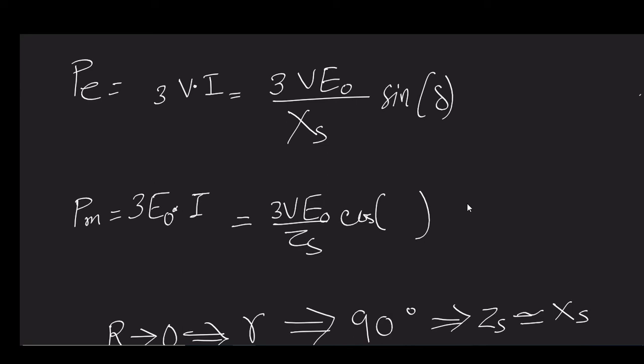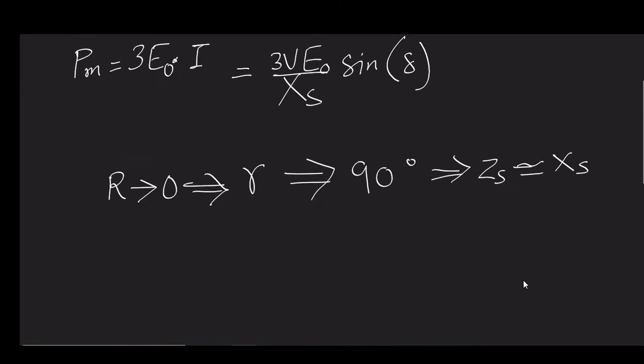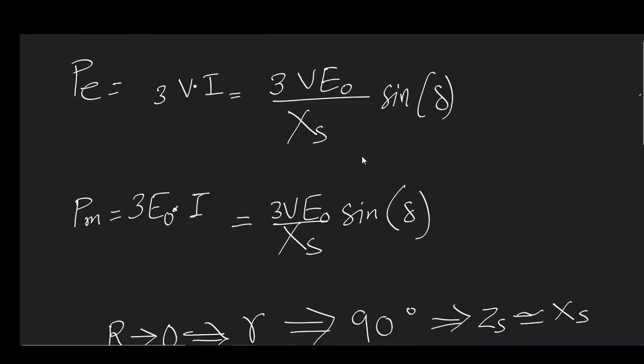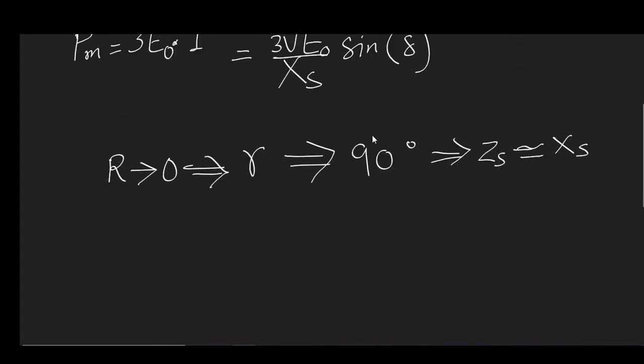Here this will become also sine delta. That is pretty obvious because the only loss we are considering is the variable loss, or ohmic loss, across our armature circuit resistance. So if we make the armature circuit lossless, then it becomes this. PM, the electromagnetic input power, is equal to this much.